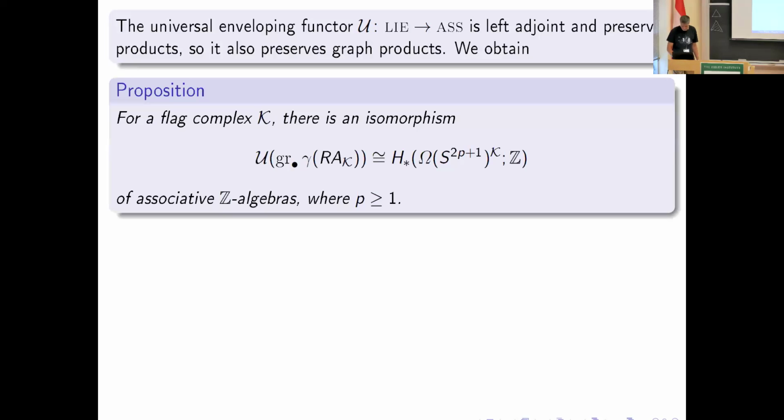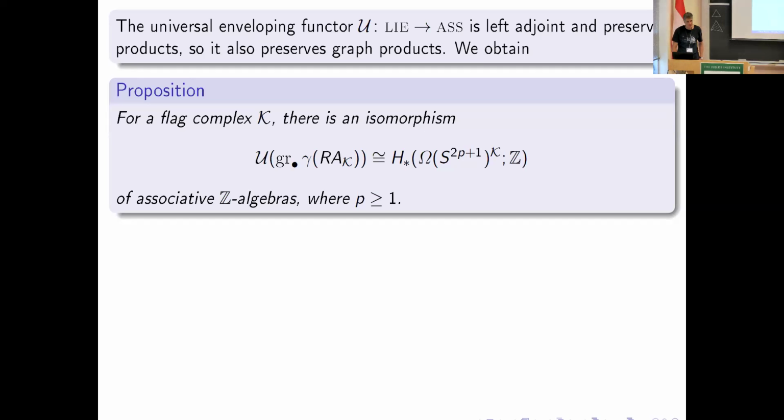So now, this is just a reformulation of the two results of Duchamp and Krob and of Bubenik and Gold, that if you start with a right-angled Artin group and apply a series of functors, each preserving the graph product, so first you take the lower central series, and then you take its universal enveloping algebra, you get a loop algebra of odd-dimensional spheres. So that somehow translates algebra into homotopy theory, via applying this lower central series. Right, so that's fairly straightforward.